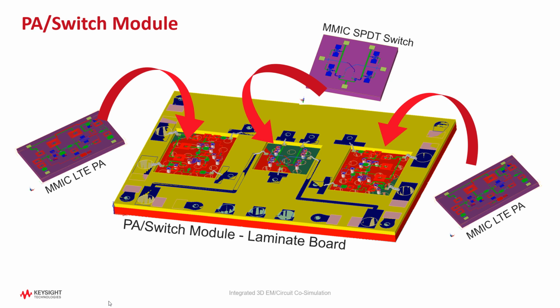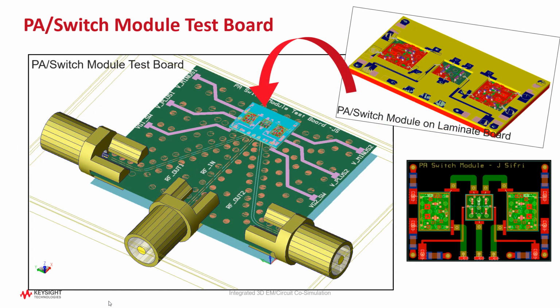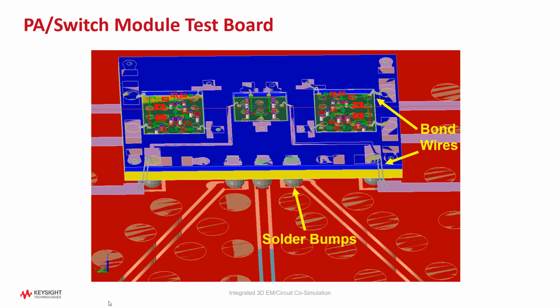This laminate board module is then placed and assembled on another test evaluation board. Notice I decided to mount the laminate board using 3D solder bolts components, and I have also used bond wires as well, just for the purpose of illustrating to you the richness of mixed multi-technologies assembly and simulation in ADS, and to show you how all these mixed technologies can be automatically and easily co-simulated, circuit and EM, together without having to touch or modify any layouts.